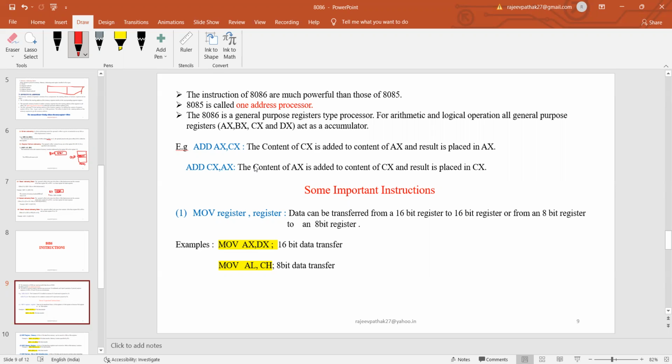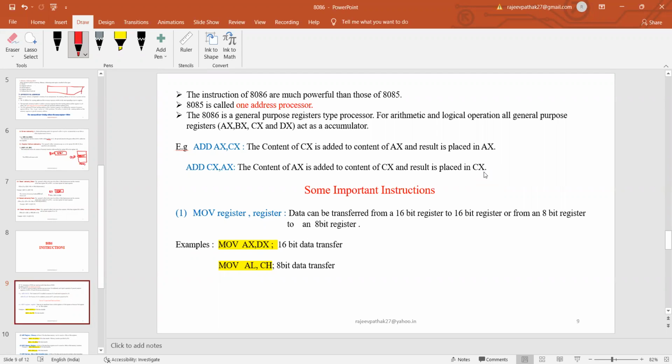Now, in 8086 if I write ADD CX comma AX, it indicates the content of AX is added to the content of CX and the result is stored in CX. So it is not necessary that the result is always stored in AX. The result can also be stored in the CX register or the BX register. So comparing 8085 and 8086, in 8085 the result is always stored in the accumulator, but in 8086 the result can be stored in any one of the registers. And in 8086 we have to specify the addresses of both operands, that is, both data.